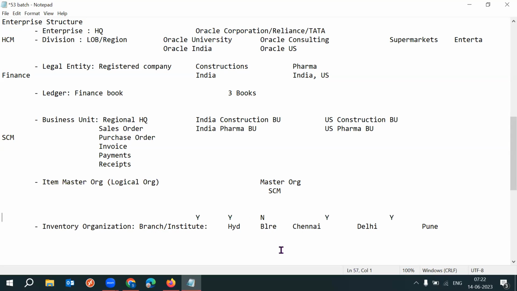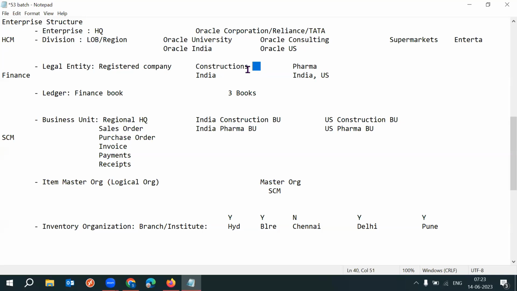Yes. Sir, is the item master organization company specific, or is it a general thing for every branch? Coming to the master organization, it's your wish. Suppose you are into two completely different businesses, construction and pharma. You can have two master organizations, one for construction and one for pharma, not for country. I'm talking about line of business.